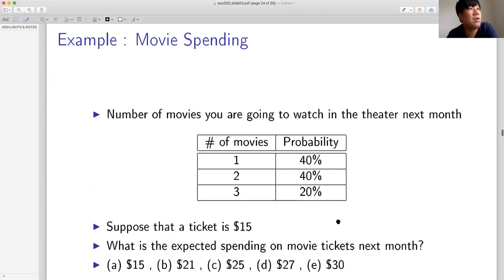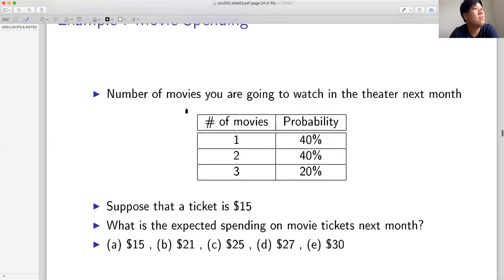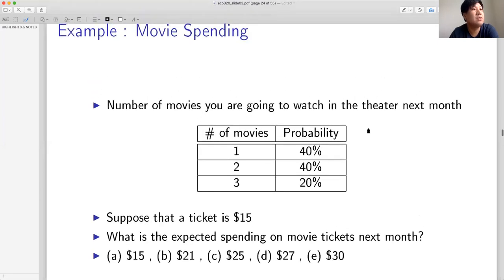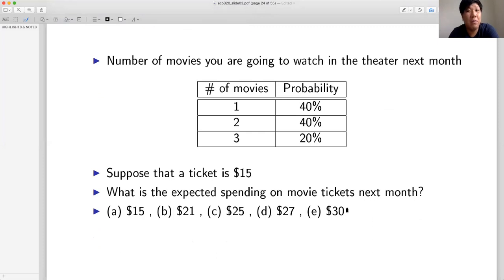Okay, so this is another example I want you to take a look at. Please pause this video and try to answer this one, okay? So we are looking for the number of movies we are going to watch in the theater next month. These are some distributions, like probabilities. Suppose a ticket is 15 bucks. What is the expected spending on movie tickets next month? So you might want to pause this video and try to get the expected spending. So I will leave you the answer.